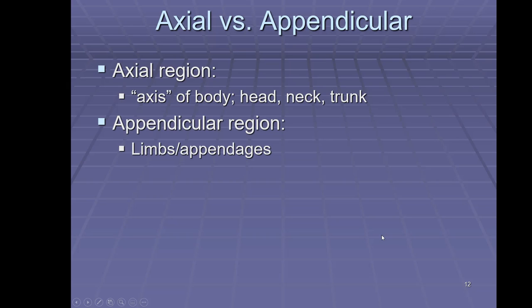So axial versus appendicular. So if you think of the body as two kind of areas, you have your main middle portion, which consists of the trunk and the head and the neck. That's called the axial region because it makes up the axis of the body. And then we have an appendicular region, which is everything outside of that. So your legs and your arms primarily.